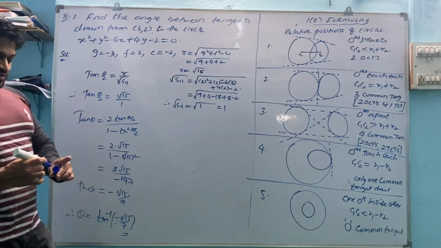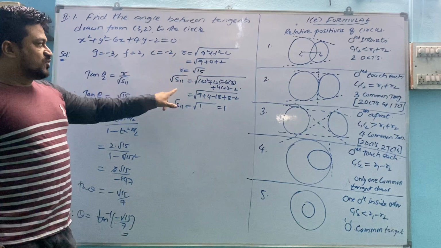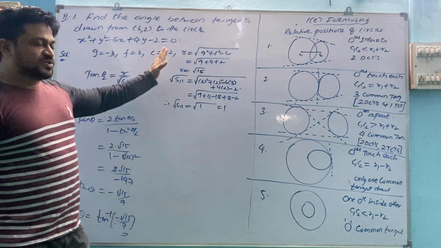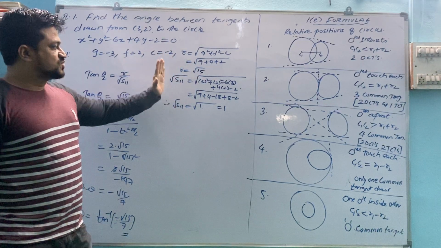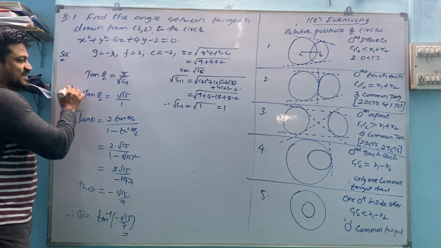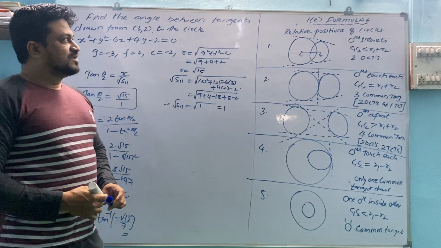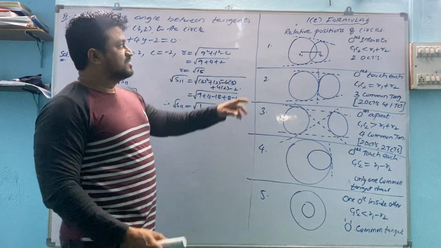This is the value. So how to get the angle between the tangents? The r value and the root s11 value we have to find. These two things you already know how to find. These two values we have to substitute in the tan theta by 2 formula. Once we get tan theta by 2, substitute in tan theta. So you get that.